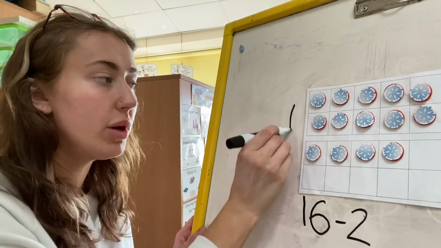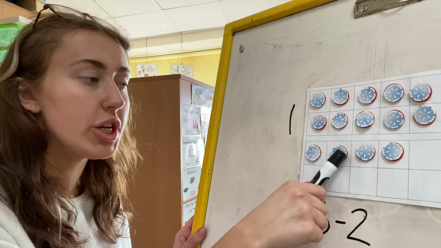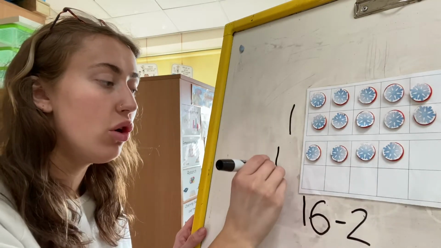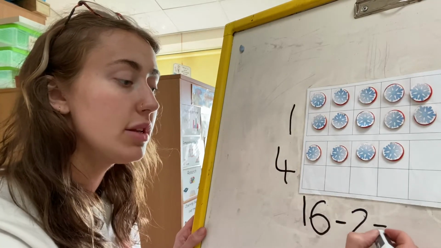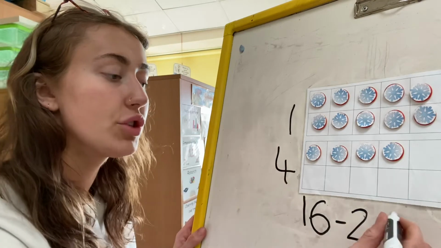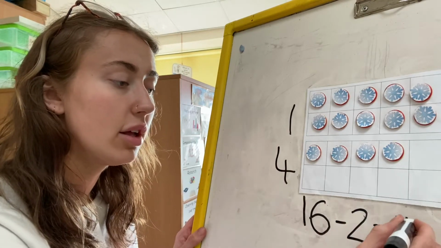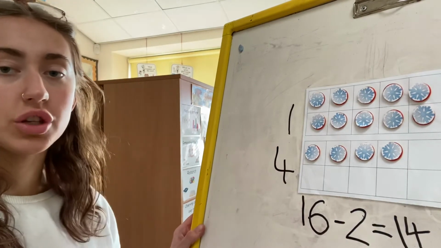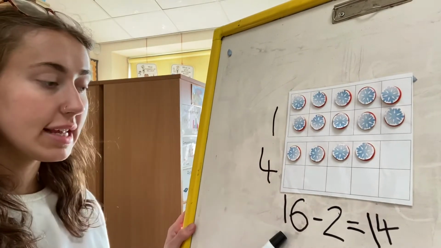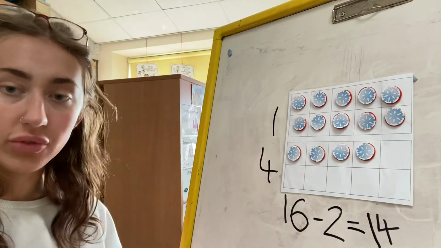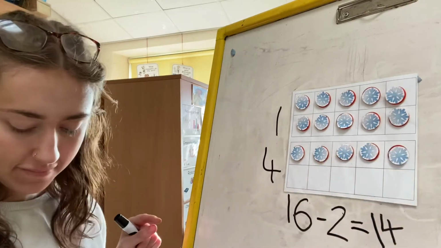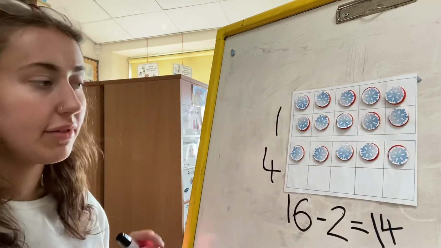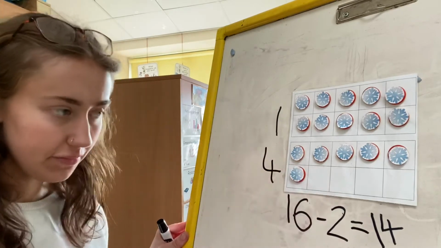Can you see how many we've got on our tens frame? We still have our 10, and here we've got 1, 2, 3, 4. We have 4 ones. So we've got 10 and 4 ones, so that is 14. Now we know that 16 subtract 2 equals 14. Now let's give it another go. Let's try it again. I'm going to put my snowflakes back on my tens frame.